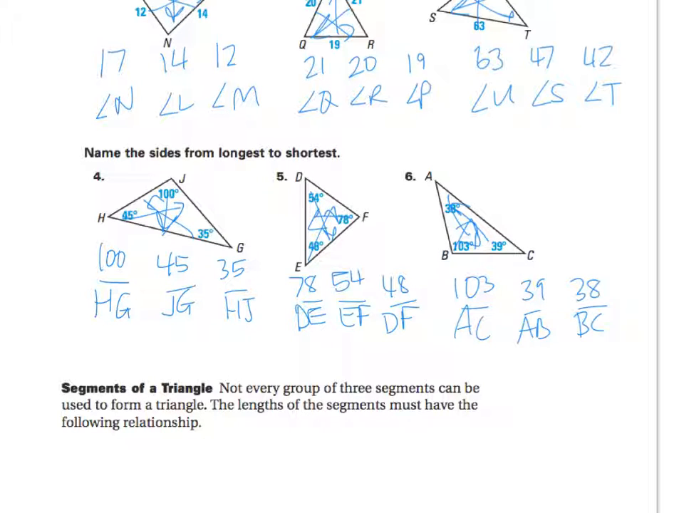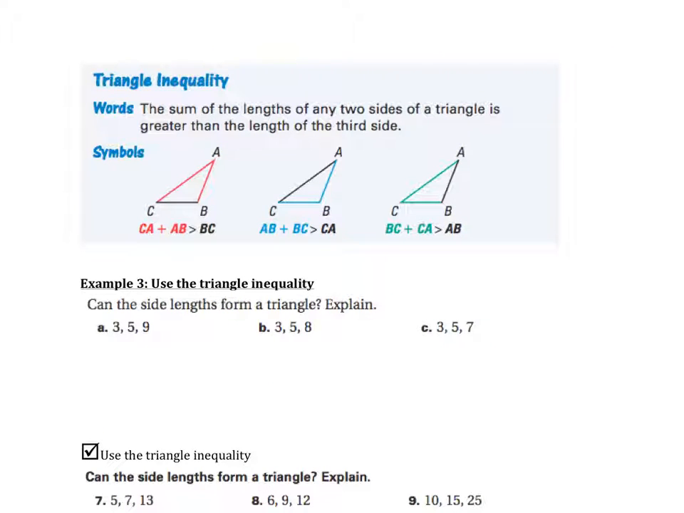Okay, and the next part of this lesson is determining whether 3 segments can form a triangle. And the lengths of these are going to follow this relationship. The sum of the lengths of any two sides of a triangle is greater than the length of the third side. So it's symbolized there. You can take any two sides and add them together and it will be greater than the third side.